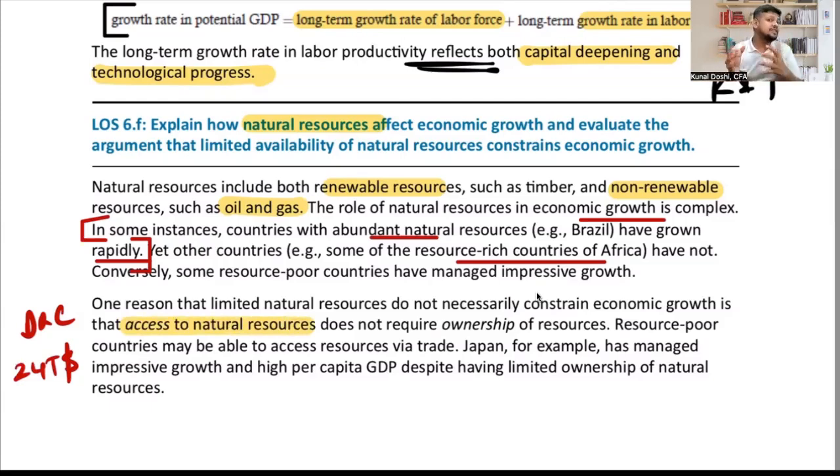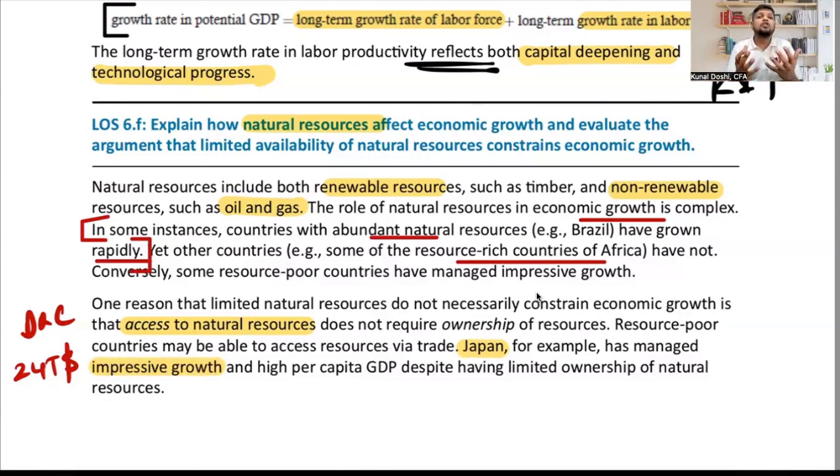Now, most of these natural resources are controlled by countries like China. So China benefits more from those natural resources in that case, and many other countries have control over the natural resources. So it's not the country which is gifted with natural resources, but the country which has access to natural resources. For example, Japan is not a country which has a high amount of natural resources, but it has an impressive growth in per capita GDP.